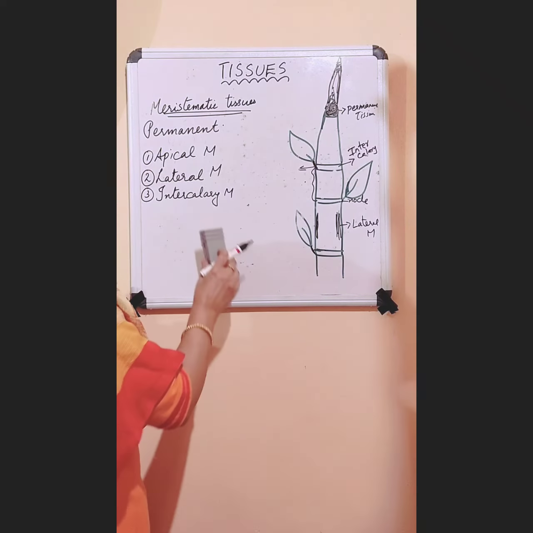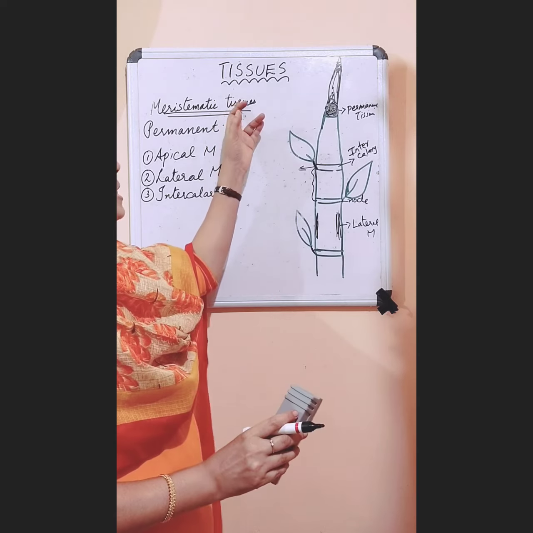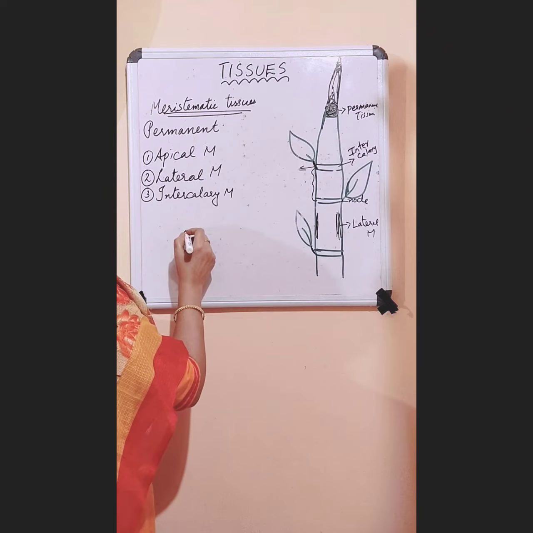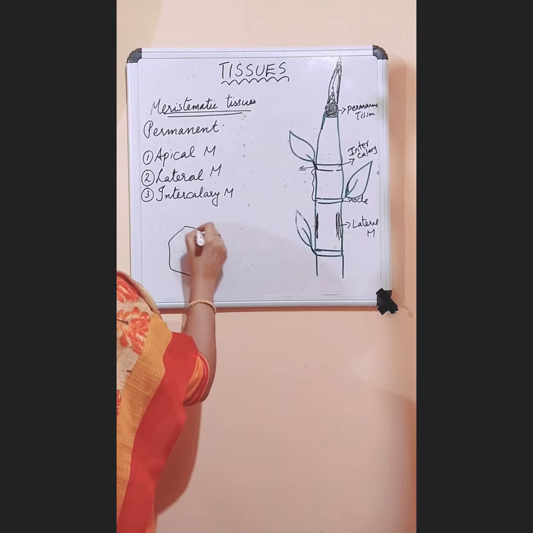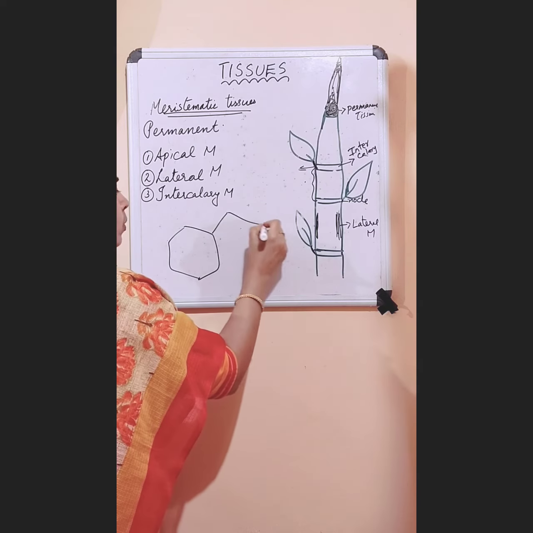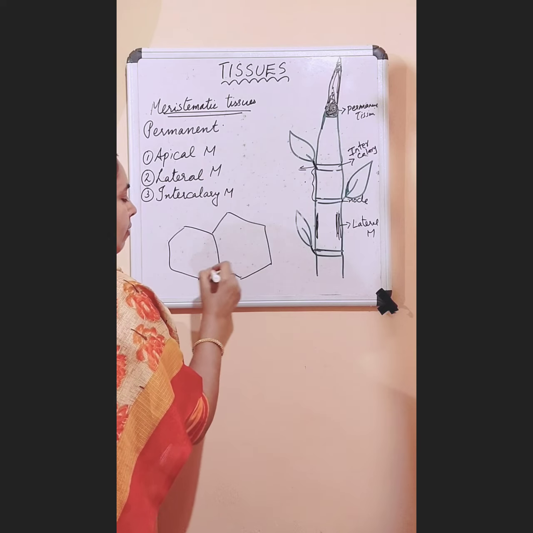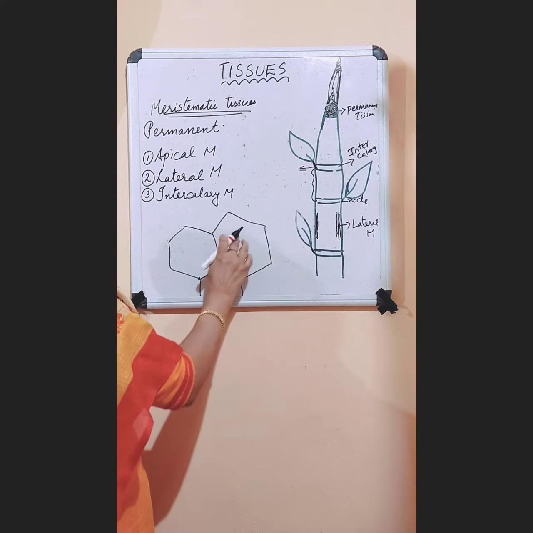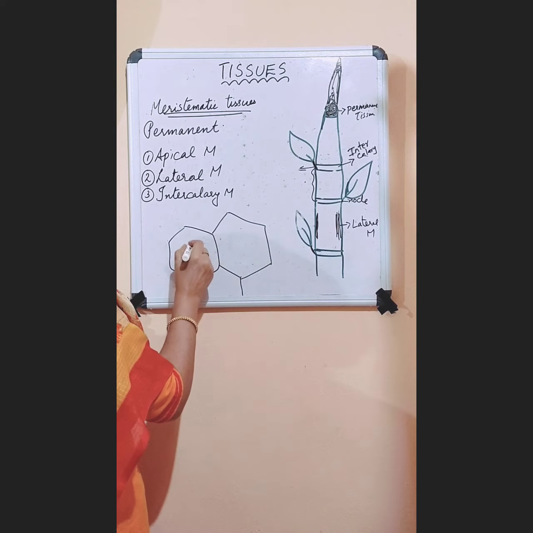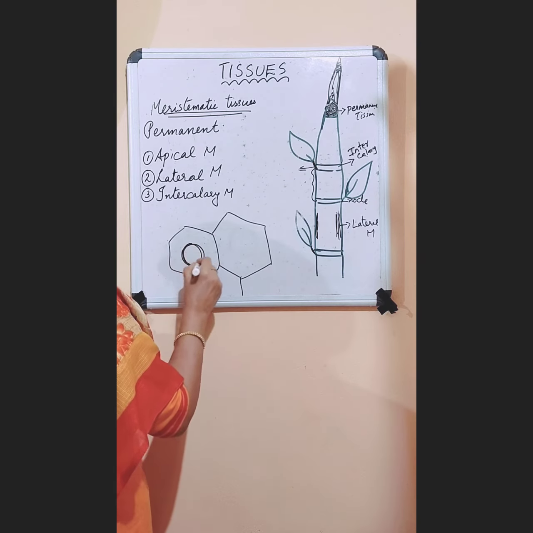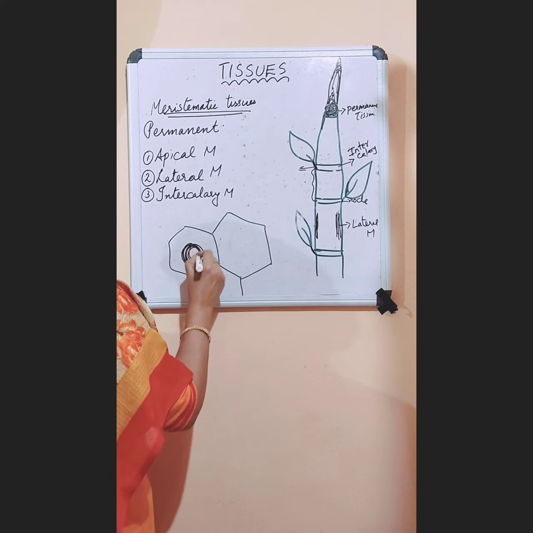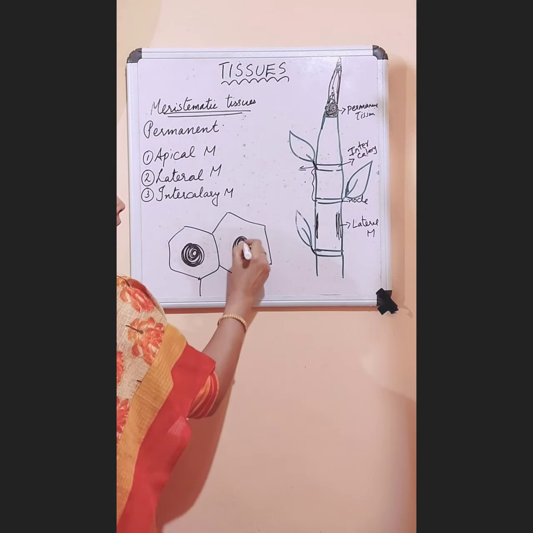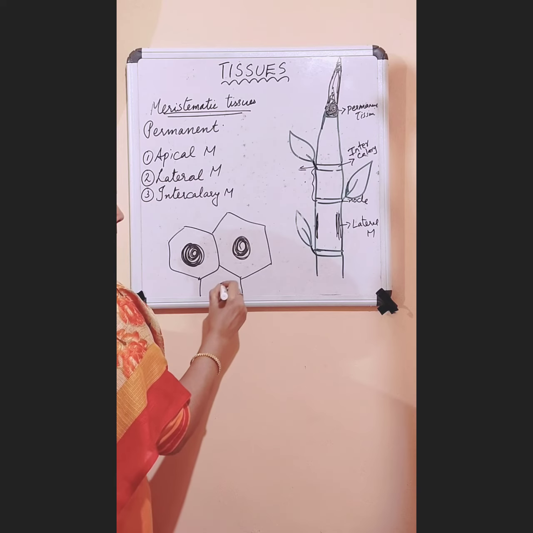Now we can look at what the features of meristematic tissue or meristematic cell are. So they are dividing cells. In other plant cells you can see in the center there will be a big vacuole. But here we can see in the center they will have a large nucleus. So, they have a large nucleus.